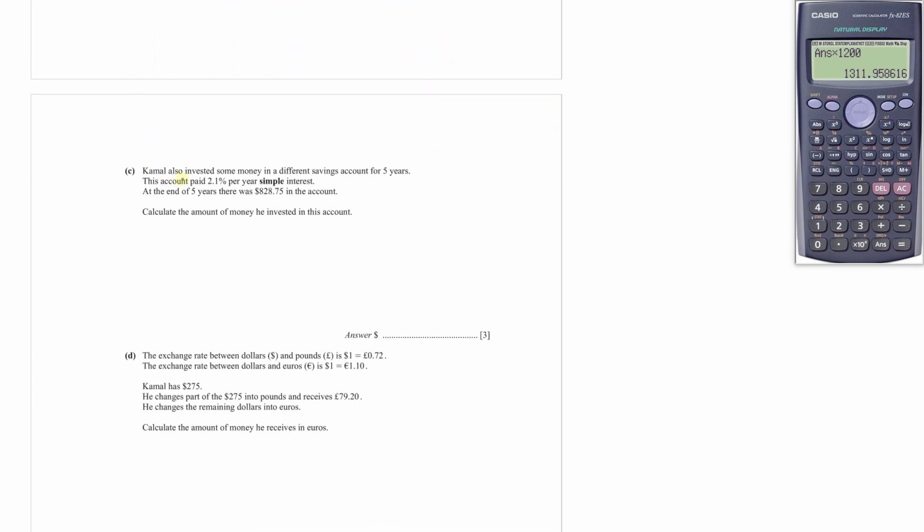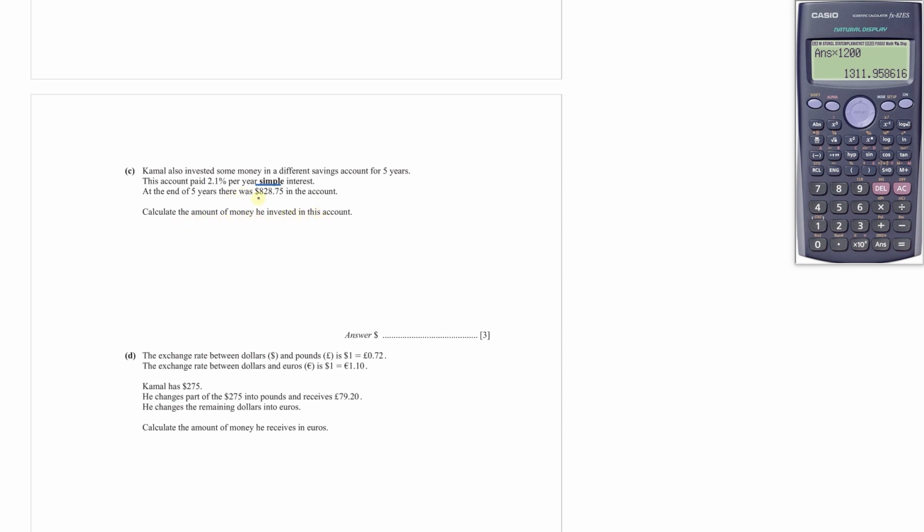Part C is Kamal also invested some money in a different savings account for 5 years. This account paid 2.1% per year simple interest. At the end of 5 years, there was $828.75 in the account. Calculate the amount of money he invested in this account.